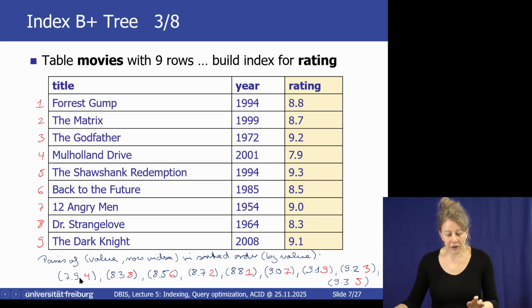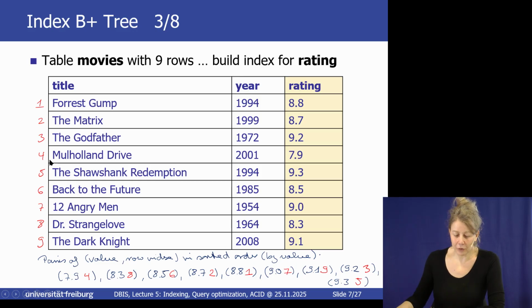Why do I need that? Well, the result of the join will tell me something like, here's the match, and then maybe I want the whole row, so I need a way to get to the row. That's why I store the row indices. And should I store the row indices or the whole row? We will come back to that.